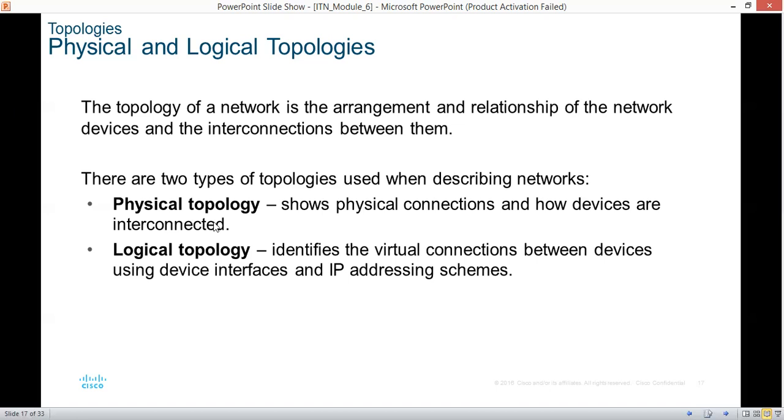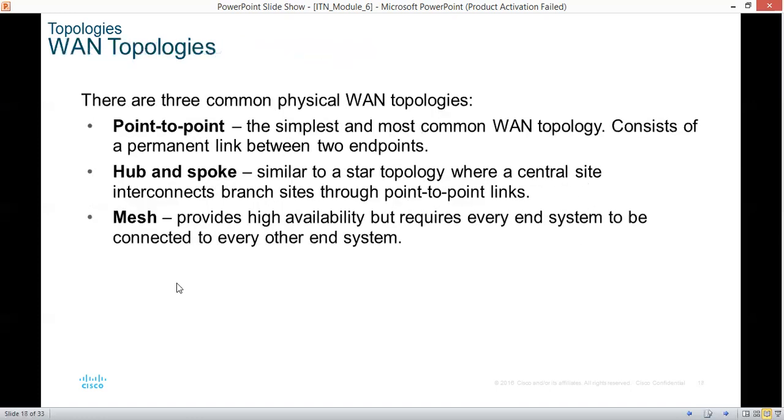So we've talked about physical topology and logical topology before now. We said when it is physically connected, it is physical topology, and when it's configured with MAC or IP address, it is logical topology. So there are 3 main common physical WAN topologies. It's either you're doing point-to-point or hub and spoke or mesh.